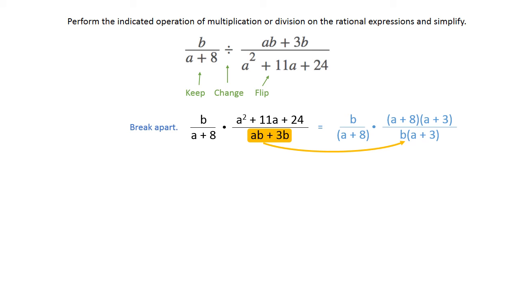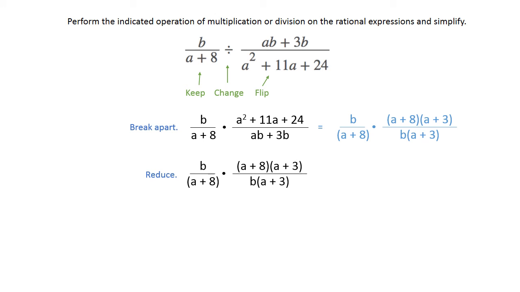The ab plus 3b, the only thing in common is a b, so take that b out and you are left with a plus 3. So take the new expression and that's what you're going to reduce. The broken apart one is the one that you can mark stuff out in. So the b's will cancel out. The a plus 8 groups will cancel out, and the a plus 3 groups will cancel out. There is nothing left, so this one actually reduces to 1.